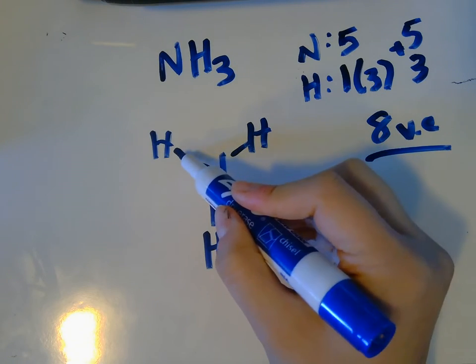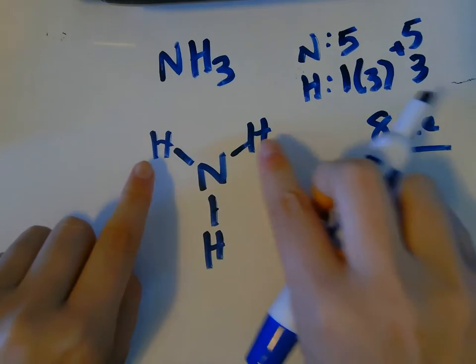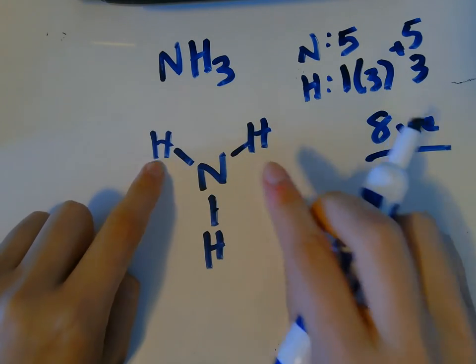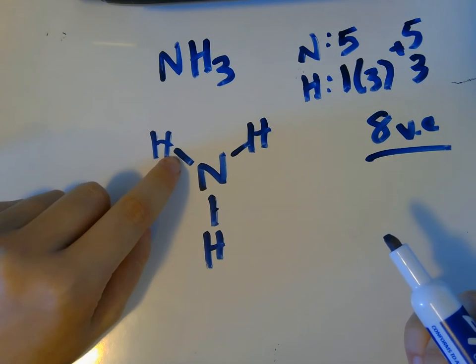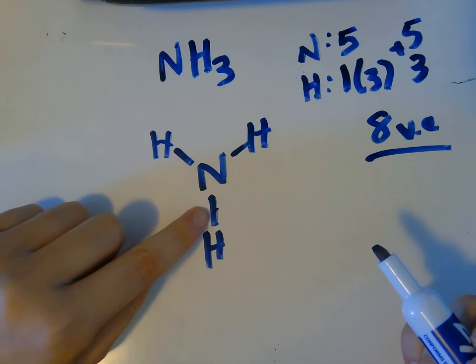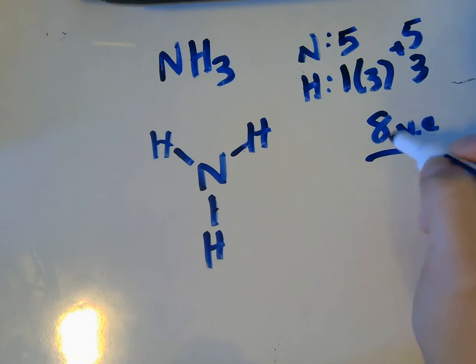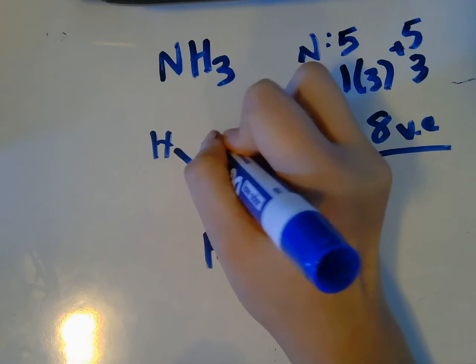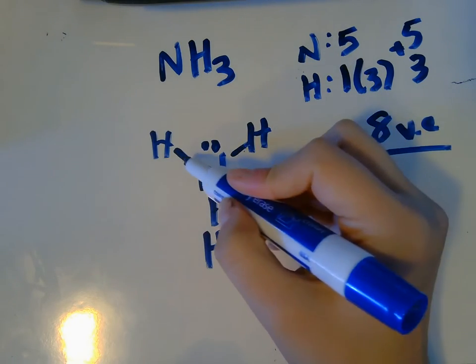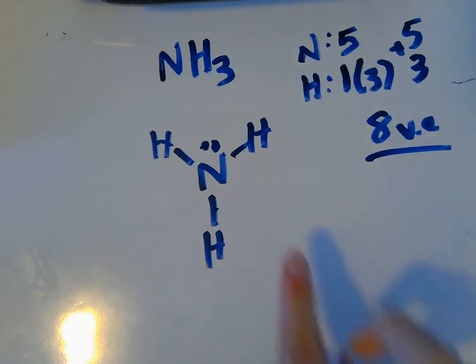I already have 2, 4, 6 drawn. I need to place 2 more. Hydrogen is my exception in that it can only hold 2 electrons, and they each already have 2 electrons because they have 1, 2 shared right here, 1, 2 shared right here, so this hydrogen is happy, 1, 2 shared right here, so this hydrogen is happy. The only other place that I can put my 2 valence electrons that I have left is on nitrogen. 1, 2. That is because nitrogen had 2, 4, 6. It needed 2 more to be happy, so 7, 8. And that is my Lewis dot structure for NH3.